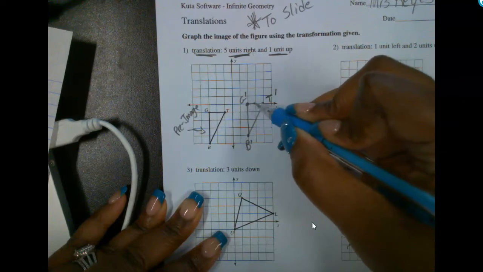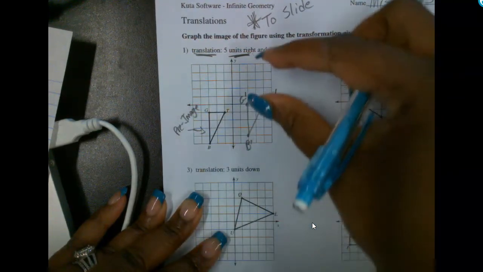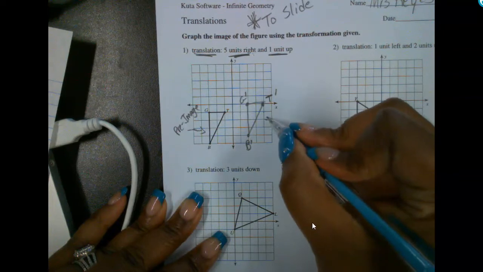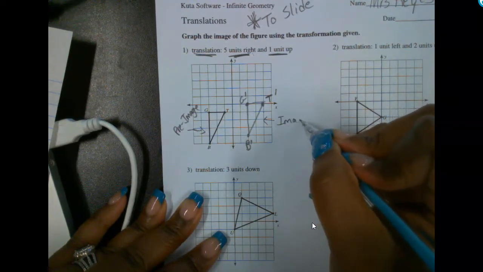Connect the points. Okay, you can see it slid over and went up 1. This is called my image. This is after the move.